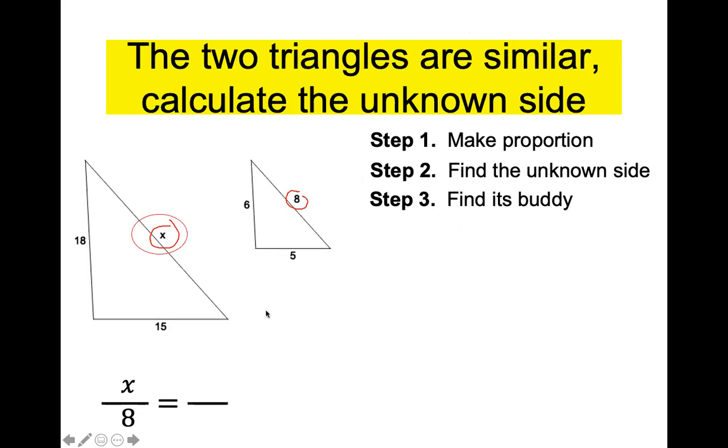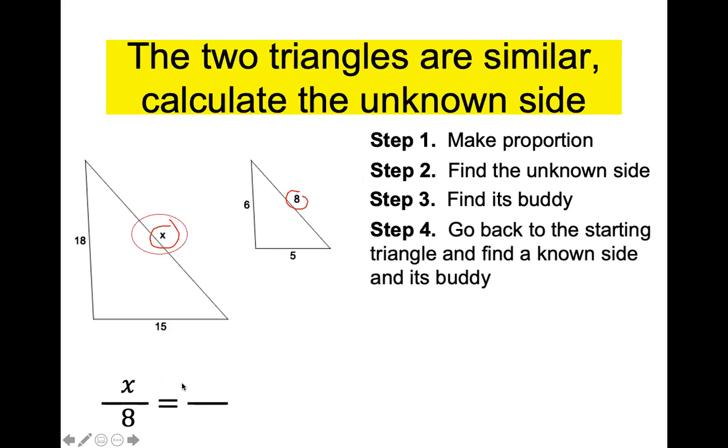Then we go back to the triangle that we started with. We started on the big one. X is on the big triangle. I go back to the big one, and I pick any one of its other two sides that has a corresponding number on the other smaller triangle. I could pick 18 or 15. I'm going to always choose the smaller of the two because I like math with smaller numbers.